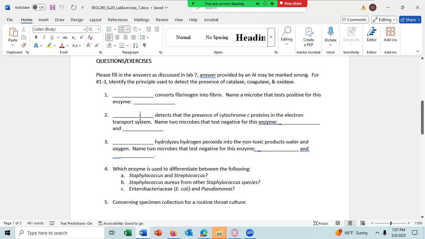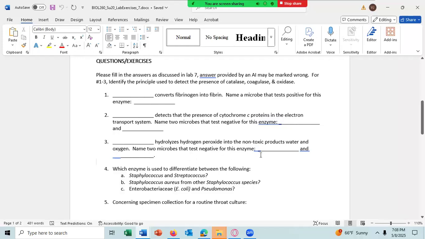And then 2, which enzyme detects the presence of cytochrome C proteins in the electron transport system? And then 2, name 2 microbes that test negative for this enzyme. So that'd be 1A, or excuse me, 2A, and this would be 2B. And then 3A, what enzyme hydrolyzes hydrogen peroxide into the non-toxic products, water and oxygen? And then 3B, name 2 microbes that test negative for this enzyme.